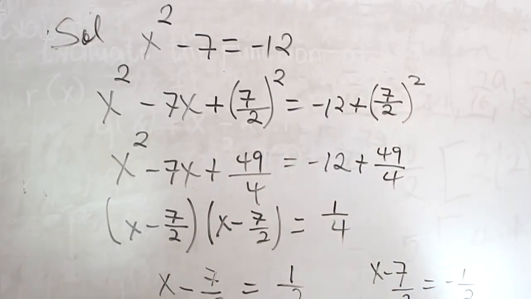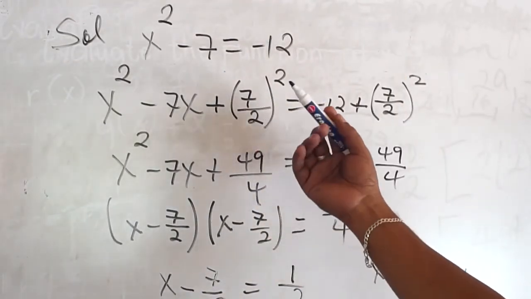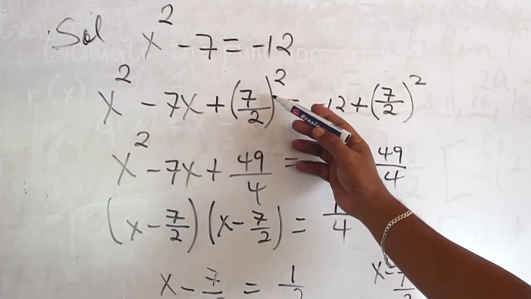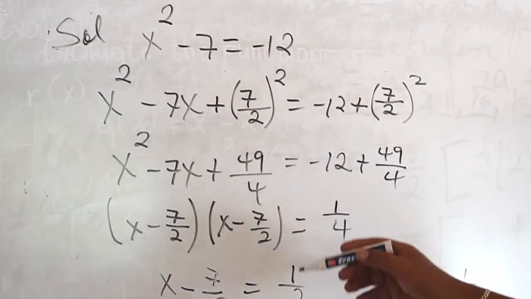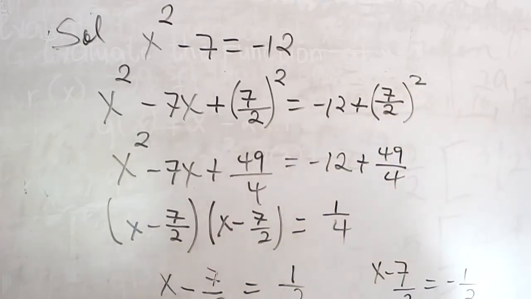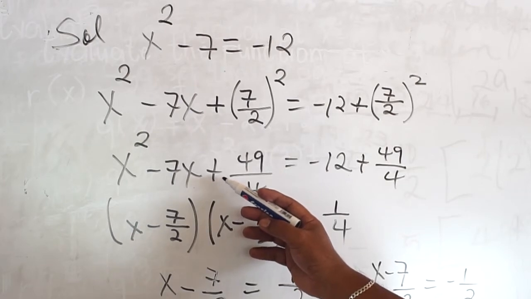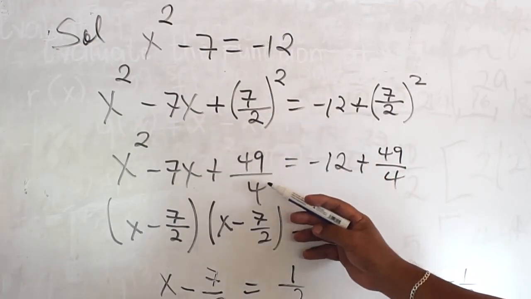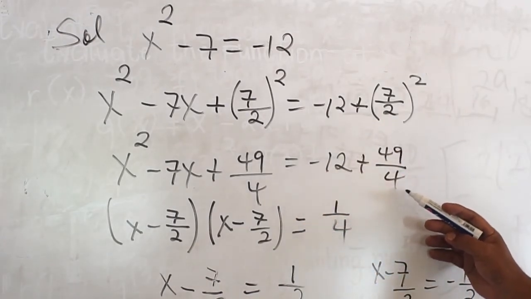So, you may ask the question why we have 7 over 2. How to get 7 over 2? That is 1/2 of the second term. 1/2 of 7 is, so 7 times 1, that is 7, then 1 times 2 is 2. So we have 7 over 2 squared. Then we have here x squared minus 7x plus 49 over 4. The square of 7 is 49, then the square of 2 is 4. Then we have equals negative 12 plus 49 over 4.